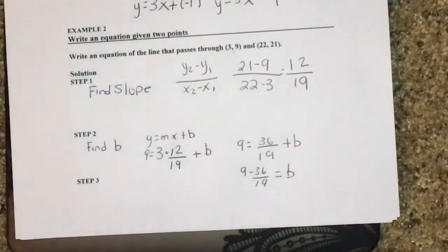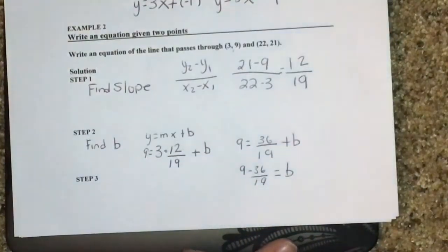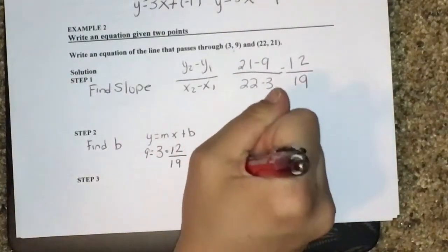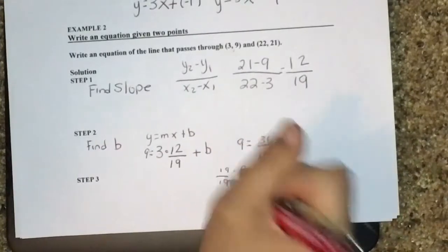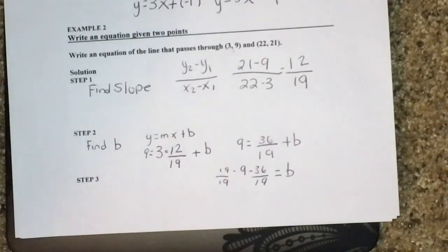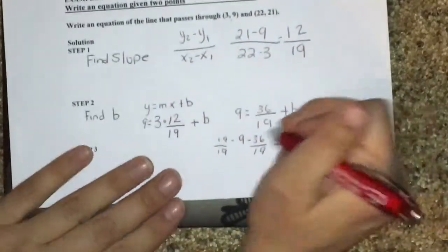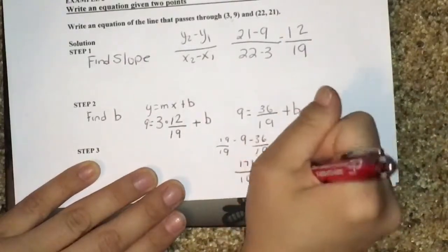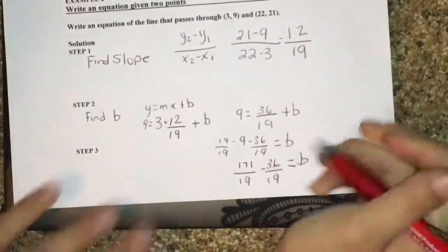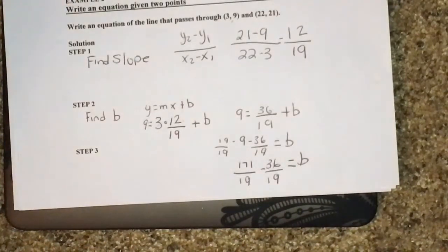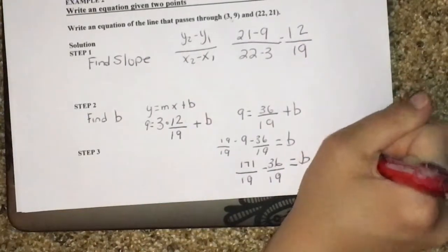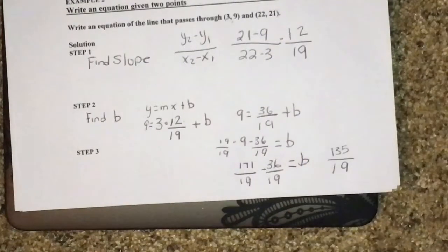In order to subtract something with a fraction, we need a common denominator. The common denominator here is going to be 19. So times 19 over 19 to 9. 9 times 19 is 171. So we're left with 171 over 19 minus 36 over 19. It will not always be this difficult to find out what the b is. This is one of the more complicated examples. And we get b is equal to 135 over 19.